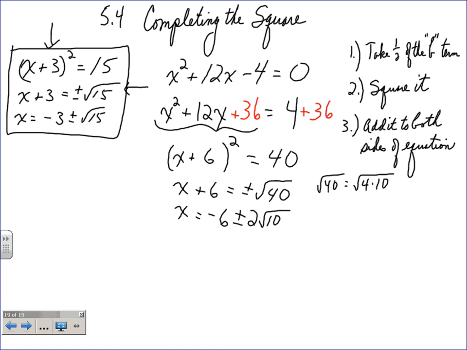You could put that in your calculator, negative 6 plus 2 square root of 10, and then negative 6 minus 2 square root of 10. Okay, so that's one example. I'll give you about 3. The next example.